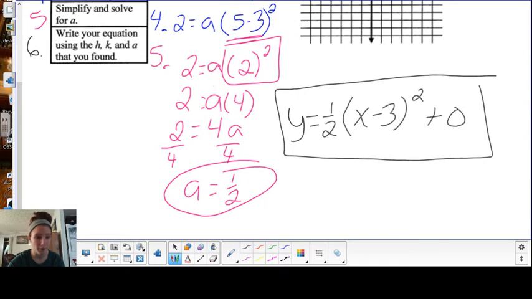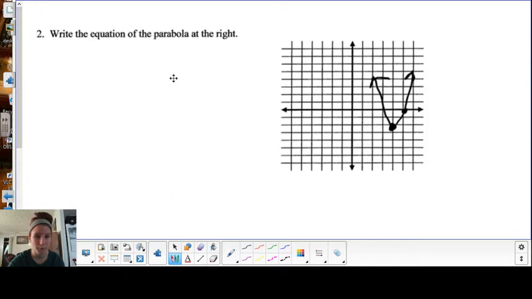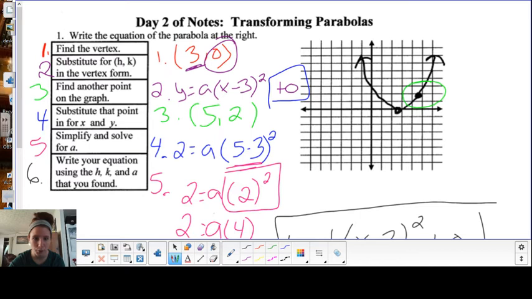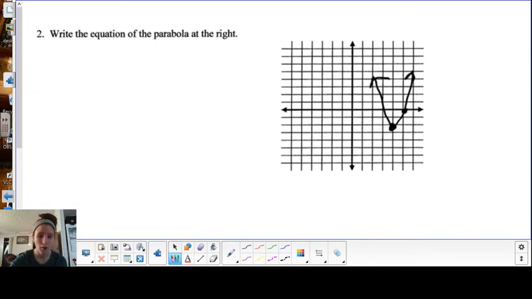Okay, let's see another example. So we're going to find the equation for the parabola at the right. So first steps first is, where's my vertex? And I want to get my colors the same. So red, purple, green, blue, and pink. So my vertex is at 4, -2.